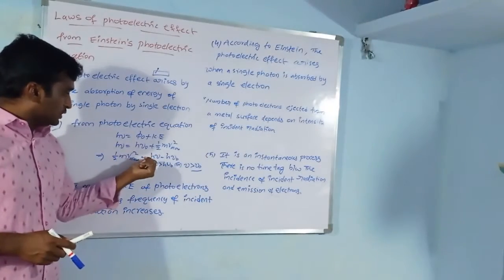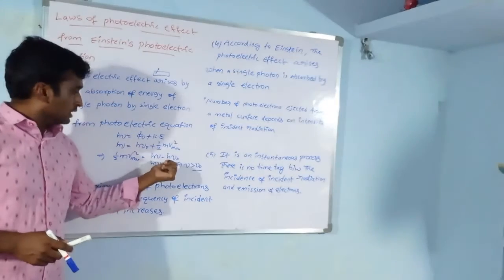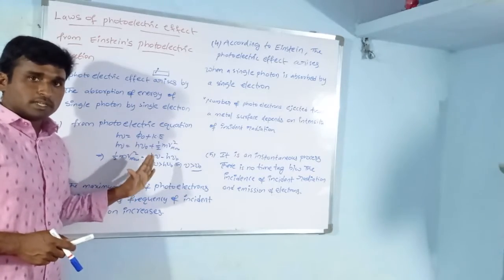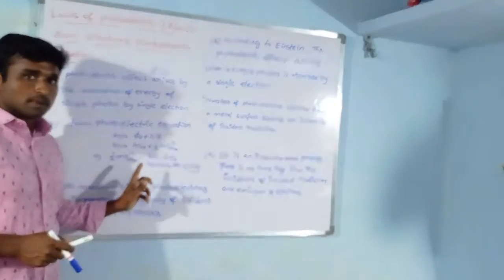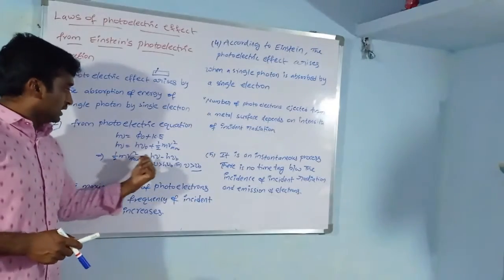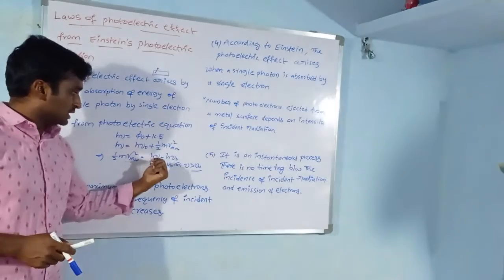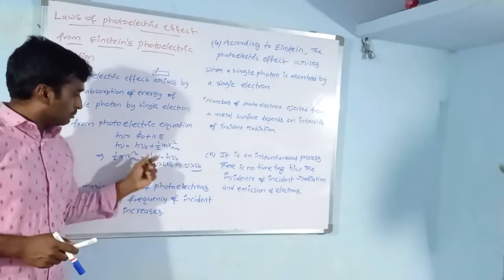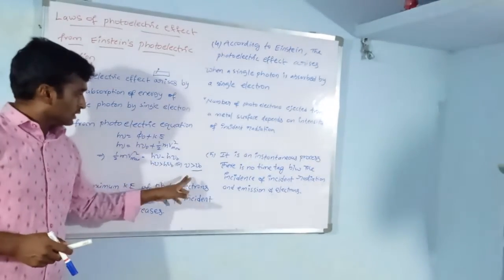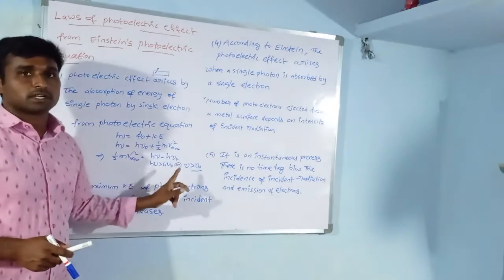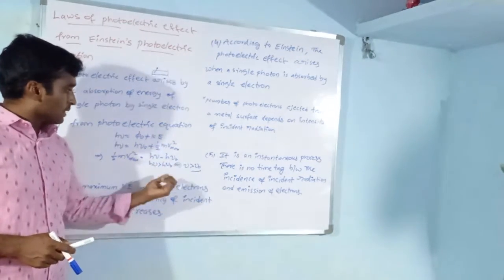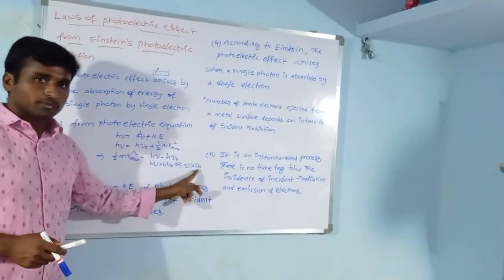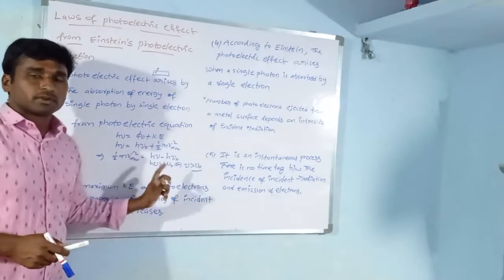Suppose h nu is less than h nu naught; in this case we will get negative energy. Negative energy is not possible. So that means electrons are not ejected from the metal surface. So if you want to get positive kinetic energy, h nu must be greater than h nu naught, or nu must be greater than nu naught. This is the minimum condition to eject the electrons from the metal surface. Nu naught means the threshold frequency. Above this threshold frequency, electrons can be emitted from the metal surface.